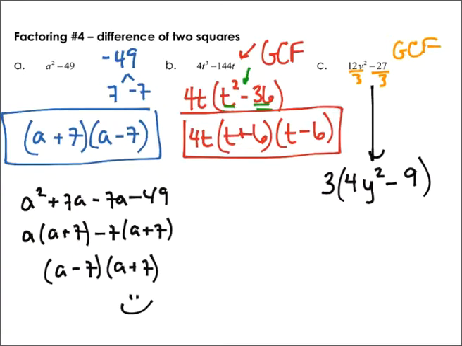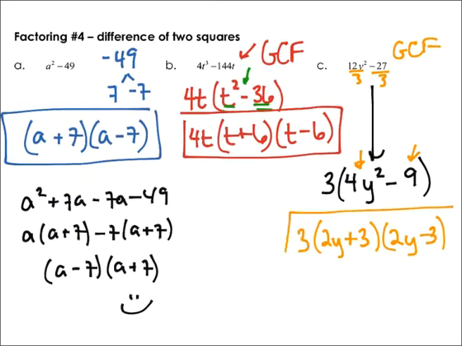Is there something you can multiply by itself to get 4y squared? If you think about that, 2y times 2y is going to give you 4y squared. What can you multiply by itself to equal 9? 3 and 3. To make the middle term cancel out, you've got a plus and a minus. Keep your 3 out front, and we're done.